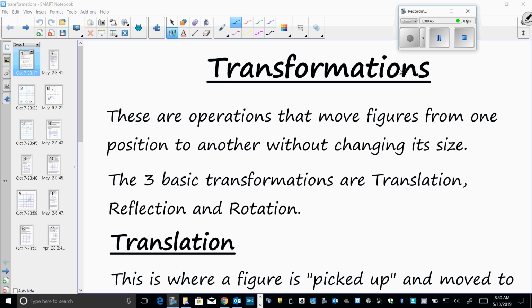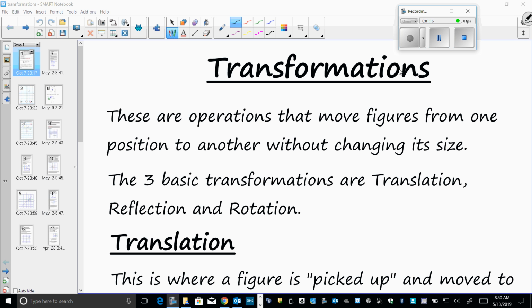Alright, so transformations. These are operations that move figures, and when I say figures I mean shapes or diagrams, from one position to another without changing its size. Okay? So the three transformations that do not change the size of the object are known as translations, reflections, and rotations. Now some of these words might be familiar to you, others not so much.